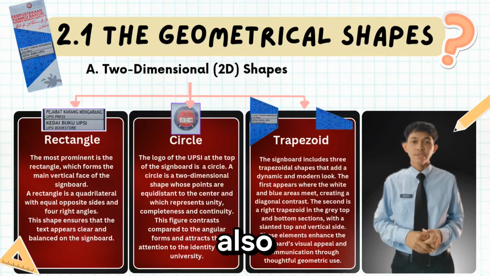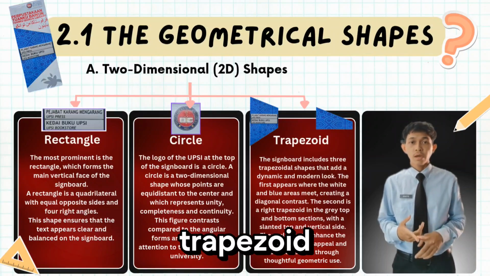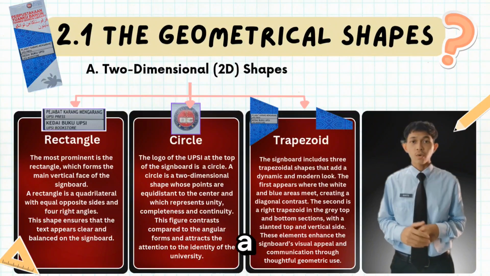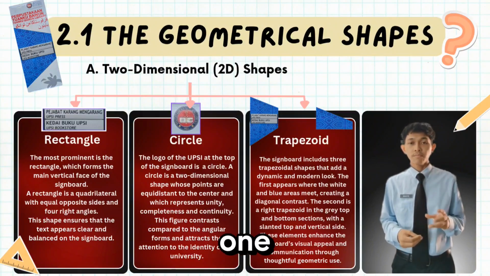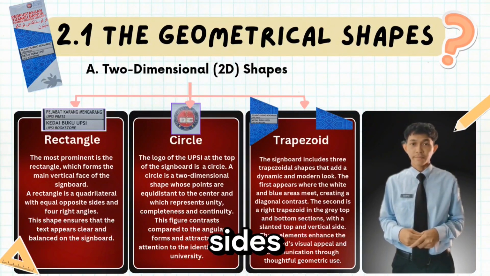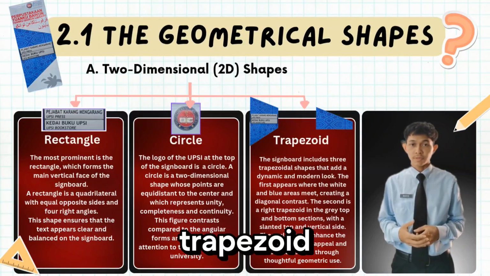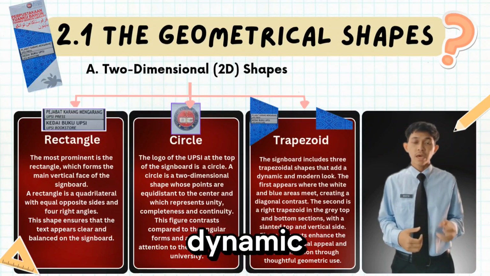The signboard also features multiple trapezoids, adding to its modern look. A trapezoid is a quadrilateral with at least one pair of parallel sides. The signboard includes two trapezoidal shapes that add a dynamic and modern feel.